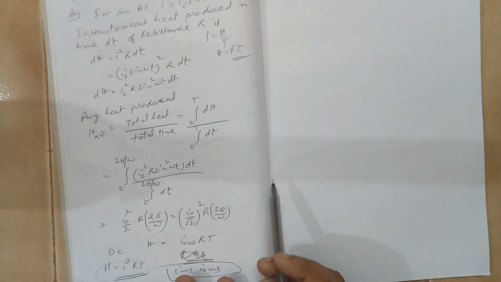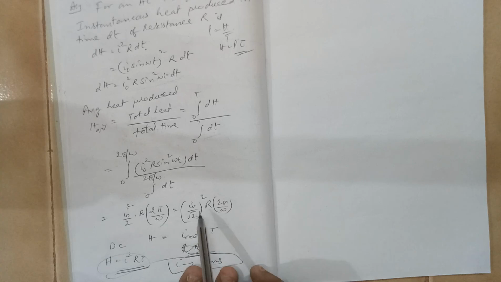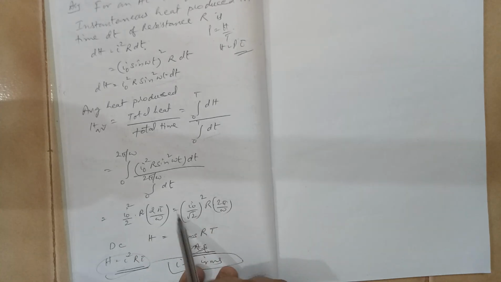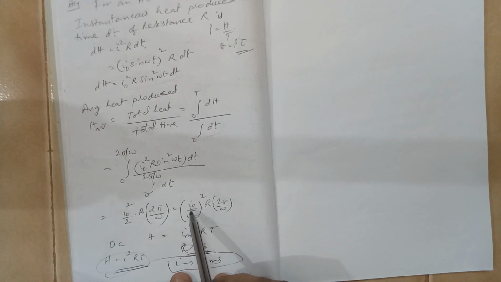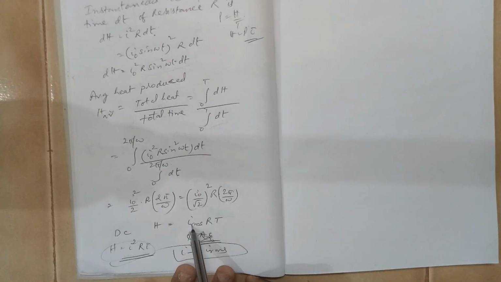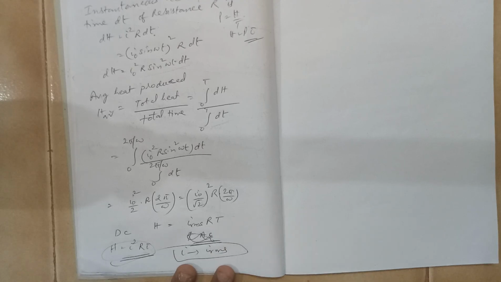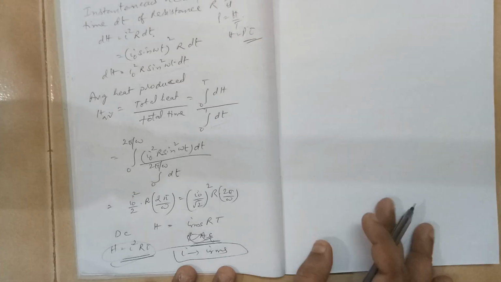So it is I0 by root 2 whole square, I can write it as. So this becomes how much? I RMS is equal to I0 by root 2. So I RMS squared into R into T it becomes. Okay, this is how it is.